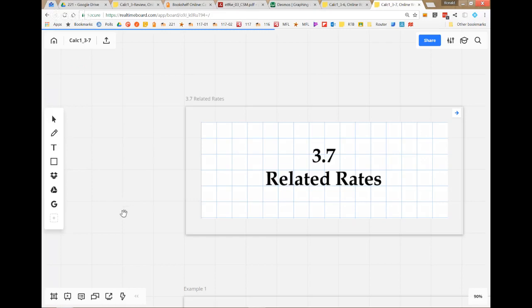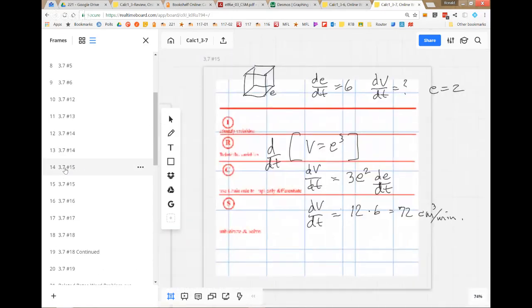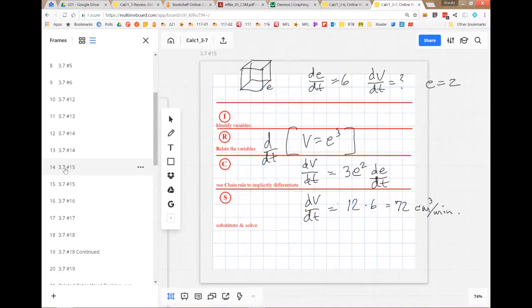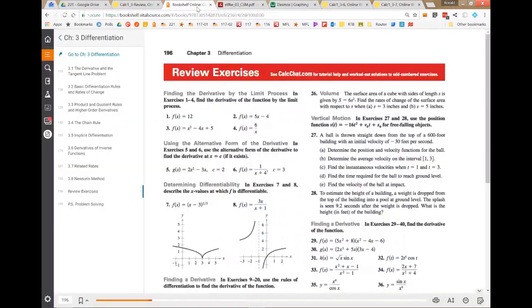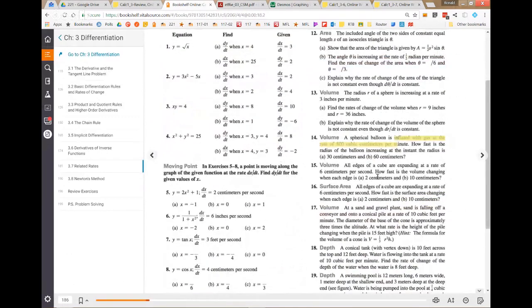Oh yeah, related rates problems. Yep. So you just pick out a sample. I don't know, let's just take a look at number 15. I don't have it. I can show you the problem. 3.7, number 15. Okay, so there's the problem for 3.7. Here, let me just grab that.